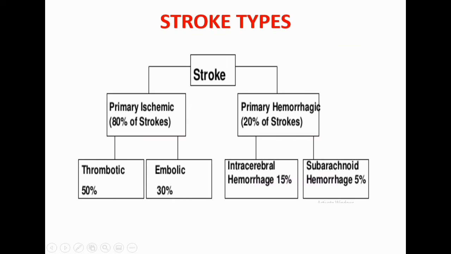So, types of stroke: there are two main types of stroke. One is primary ischemic stroke and the second one is primary hemorrhagic stroke. Primary ischemic stroke is further classified into two types. One is thrombotic and the second one is embolic. Primary hemorrhagic stroke is classified into two types. One is intracerebral hemorrhage and the second one is subarachnoid hemorrhage.